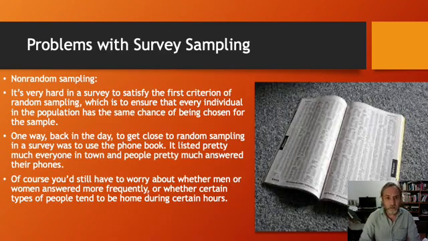Okay, getting towards the end here, coming up a little shorter lecture than usual. Hopefully that's good for you. So a couple of problems you can run into with survey sampling to look out for.